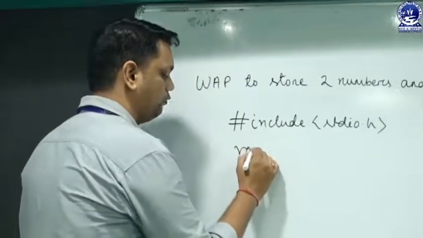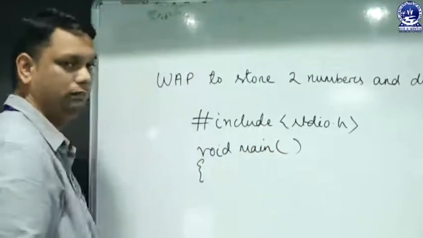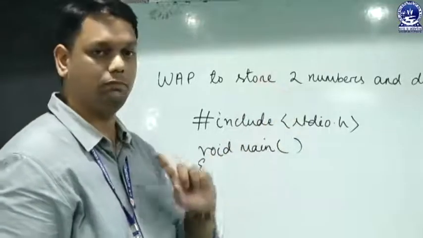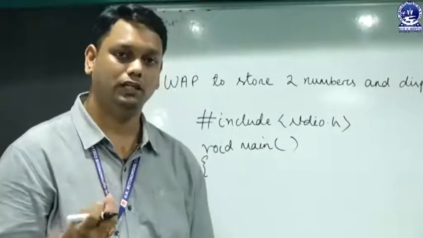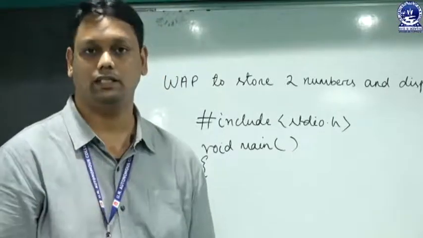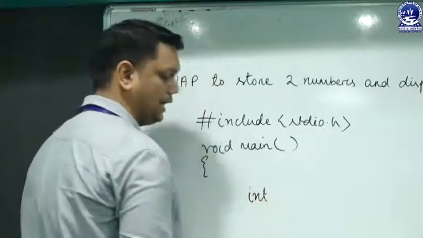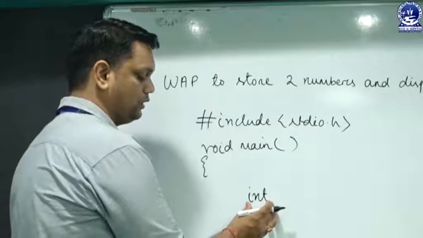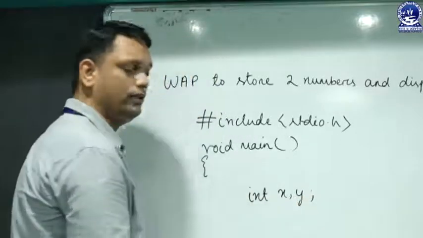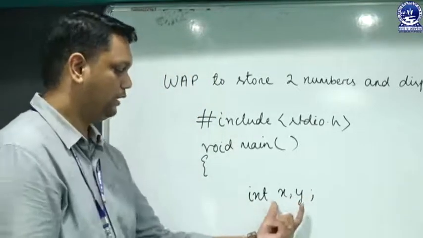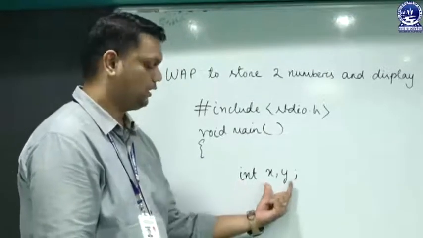Next one is your void main, which is the most important function of C programming. Then I have to store two numbers. As per the structure of a C program we have discussed, before using any variable we must specify its data type. Suppose I am taking int, which is the data type used to store integer values. I have taken two variables, let us say x and y. Before using any variables we must declare them with the data type. So, I have taken int x and y.